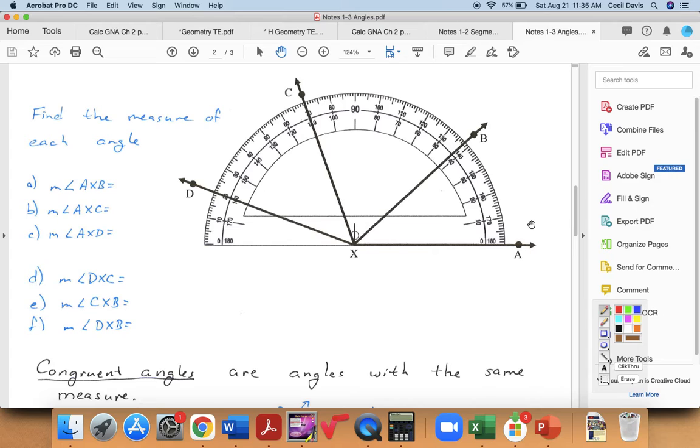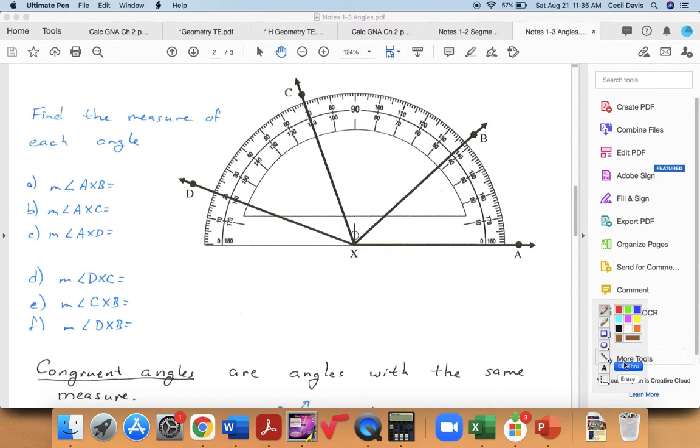Now, this is a picture of a protractor. Probably haven't used this much since middle school. We used some of these in our 7th grade pre-algebra class. So if we're trying to find the measure of an angle on here, and this is the way that the protractor is situated, say we're trying to find the measure of angle AXB. So one side is A, X is the vertex, B is on the other side.